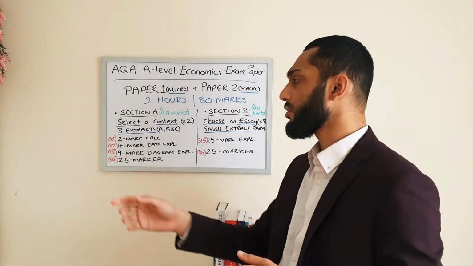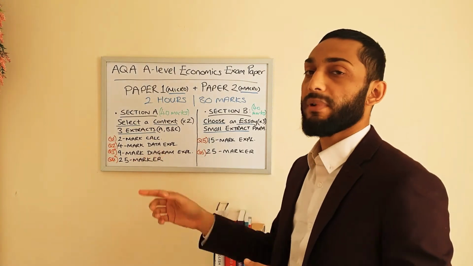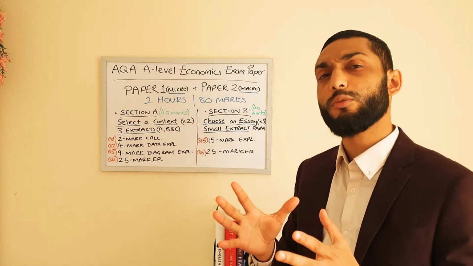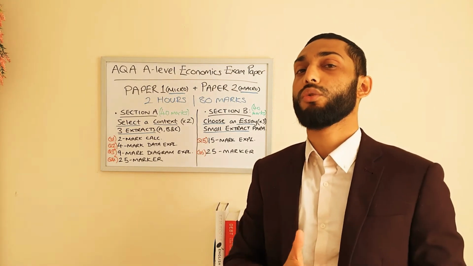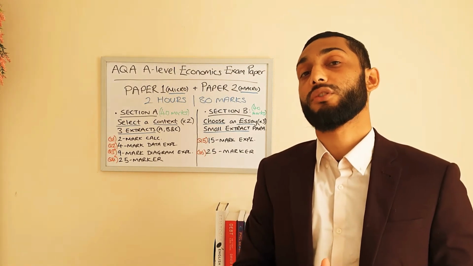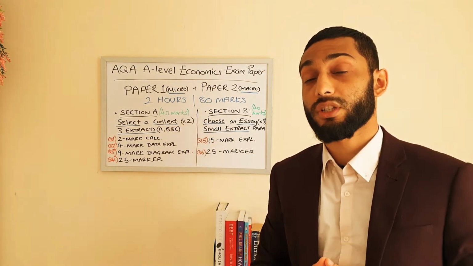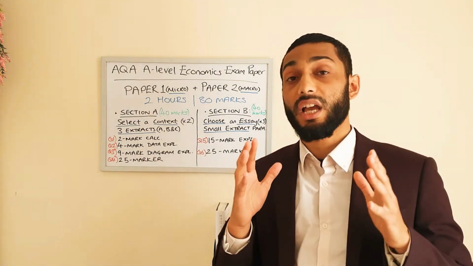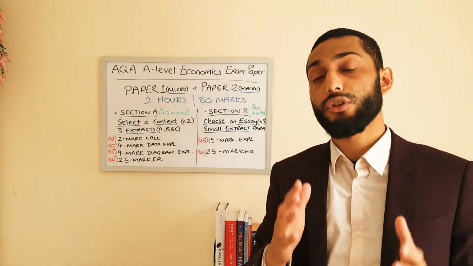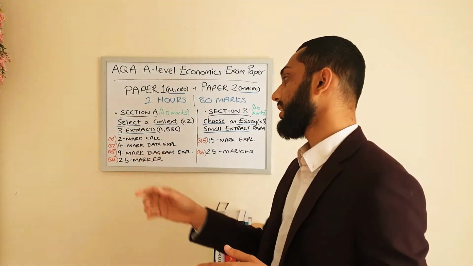The third question is a really interesting question, I find. It's a 9-mark diagram explanation question, and it's a little bit different to the 10-mark question in the AS exam. Here, you must draw a diagram that is relevant to the question, plus you must explain it according to what the question is asking you to do. So that's the 9-marker. A diagram is compulsory, and if you don't draw a diagram, you're going to lose some marks there as well. So that's the 9-mark diagram.